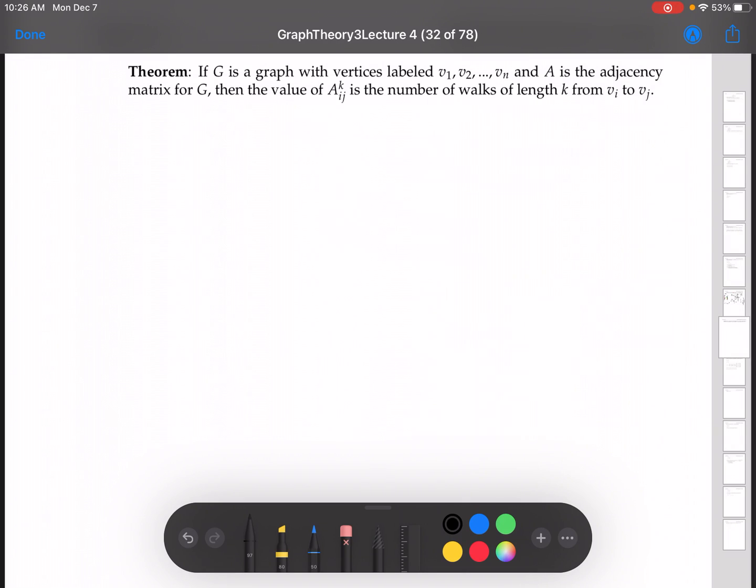All right, here we are working with our theorem again, the big theorem from Graph Theory 3. In the last video we did the case where k was equal to 2. Now let's look at k equals 3.